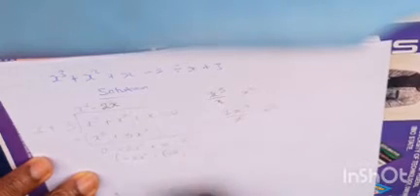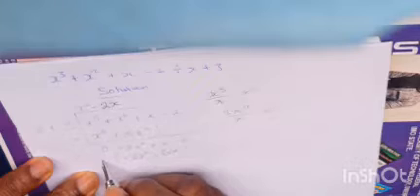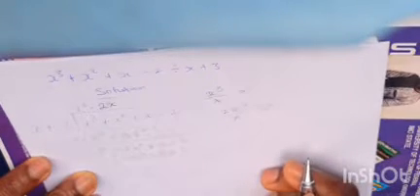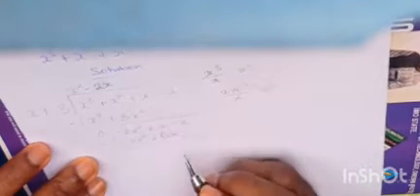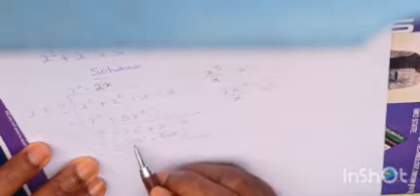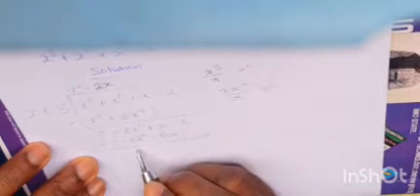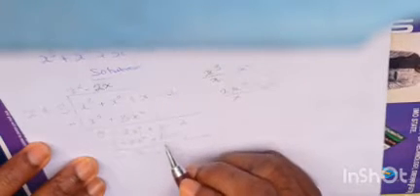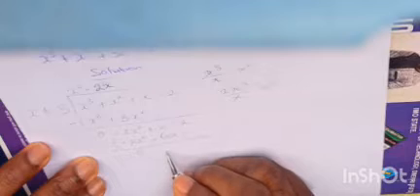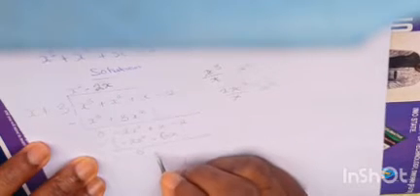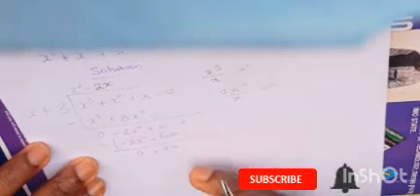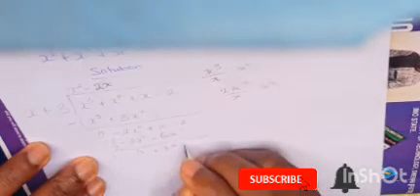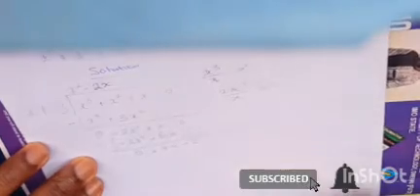Don't forget to enclose it in a bracket and add your negative sign. Now we are going to sum up again. This plus this is going to give you 0. X plus this is going to give you 7x, positive 7x. Now we are bringing down our minus 2.